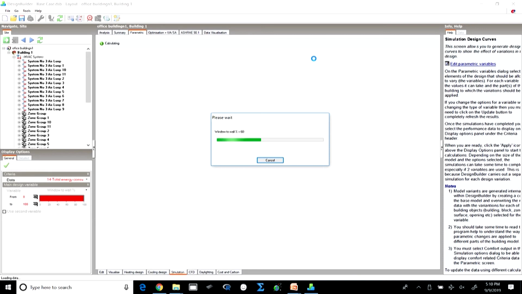So, it will generate a graph where it will vary the window to wall ratio from 0 to 100. This is what we are defining here, 0 to 100, and it will show what the total energy consumption is going to be. So, let us quickly check the parametric graph on the basis of this single parameter, which is window to wall ratio.